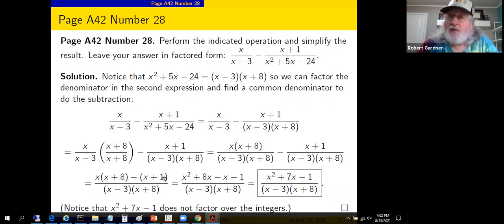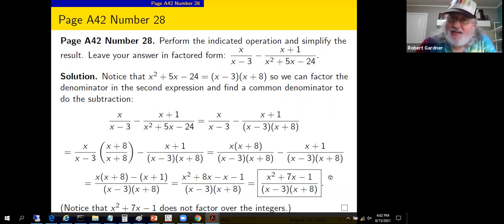Let's deal with the arithmetic here and further simplify. Distribute: x times x is x squared, x times 8 is 8x, minus x minus 1, distributing the negative, produces this. That's x squared plus 7x minus 1. Here's the denominator. That's a second degree polynomial. Can you factor it? Doesn't factor over the integers. Let's discuss that briefly. I'd look for a and b that multiply to give -1 and add to give 7. Well, the only integers that multiply to give -1 are 1 and -1. And they don't add to give 7, they add to give 0. So this can't be factored over the integers.